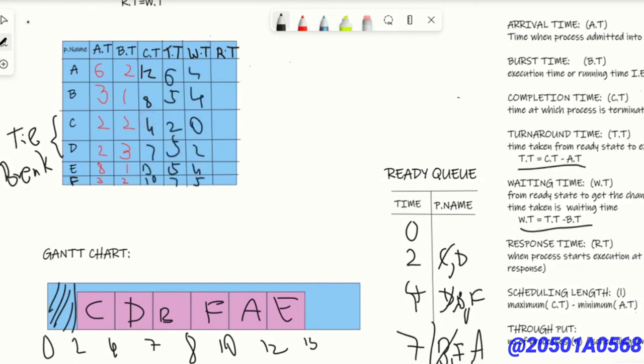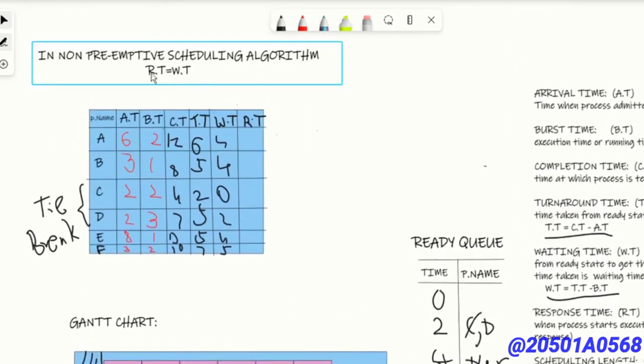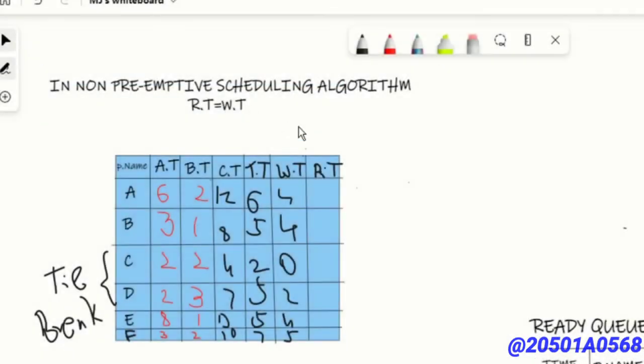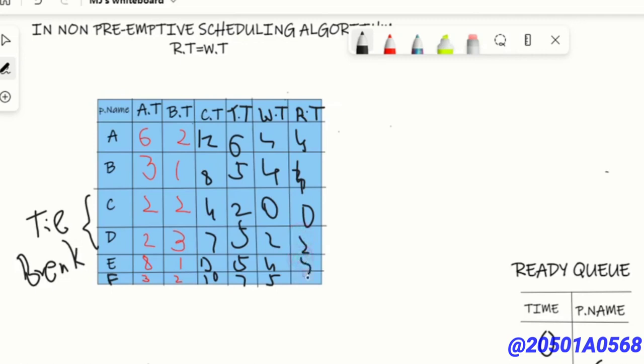Here there is a condition in non-preemptive scheduling algorithms. That is, the response time is equal to the waiting time. Here we can see that in non-preemptive scheduling algorithm, response time equals waiting time. So we can write the same: 4, 4, 0, 2, 4, 5.